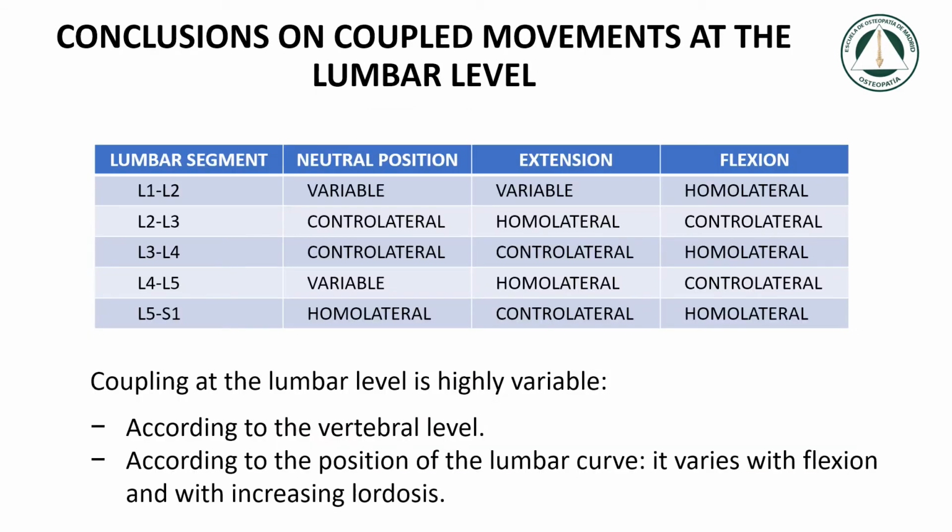Coupling at the lumbar level is highly variable. According to the vertebral level, according to the position of the lumbar curve, it varies with flexion and with increased lordosis. It is worth noting in this summary table that the coupling is reversed between flexion and extension. The coupling that was ipsilateral becomes contralateral and vice versa.